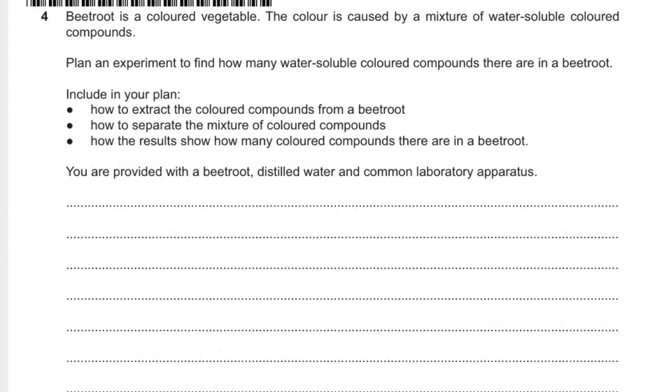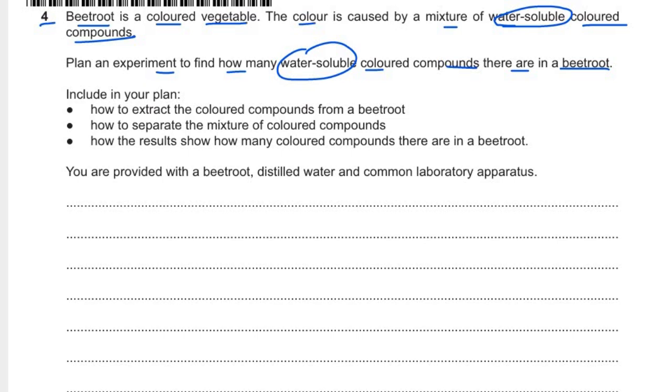Now let's see the last question. The last question 4. Beetroot is a colored vegetable. The color is caused by a mixture of water-soluble colored compounds. Plan an experiment to find how many water-soluble colored compounds there are in a beetroot. Include in your plan how to extract the colored compounds from the beetroot, how to separate the mixture of the colored compounds, and how the results show how many colored compounds there are in the beetroot. You are provided with a beetroot, distilled water, and common laboratory apparatus.